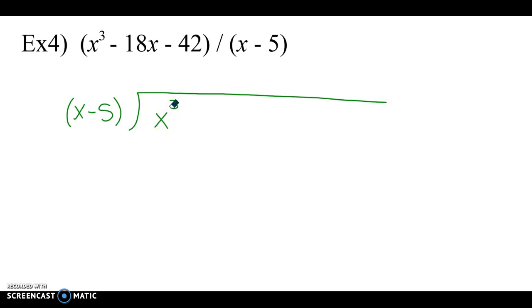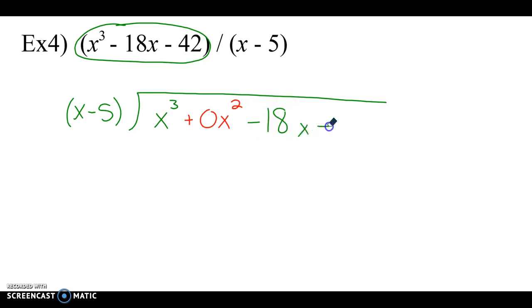Think about standard form. Is this polynomial missing any terms? Yeah, can you guys see how it skips from a cube straight down to an x? That's really important. So watch what I'm going to do. 0. You have to put a placeholder for any missing terms.